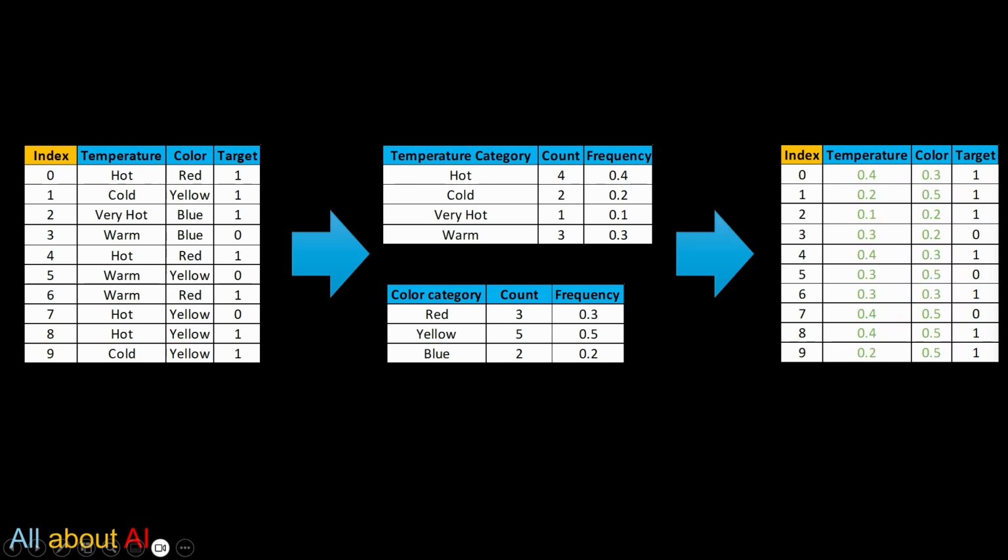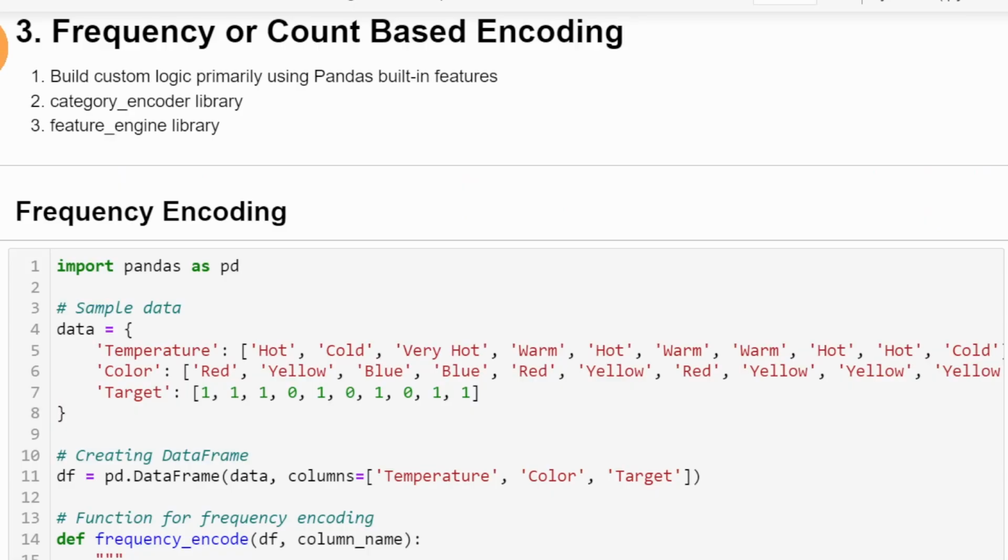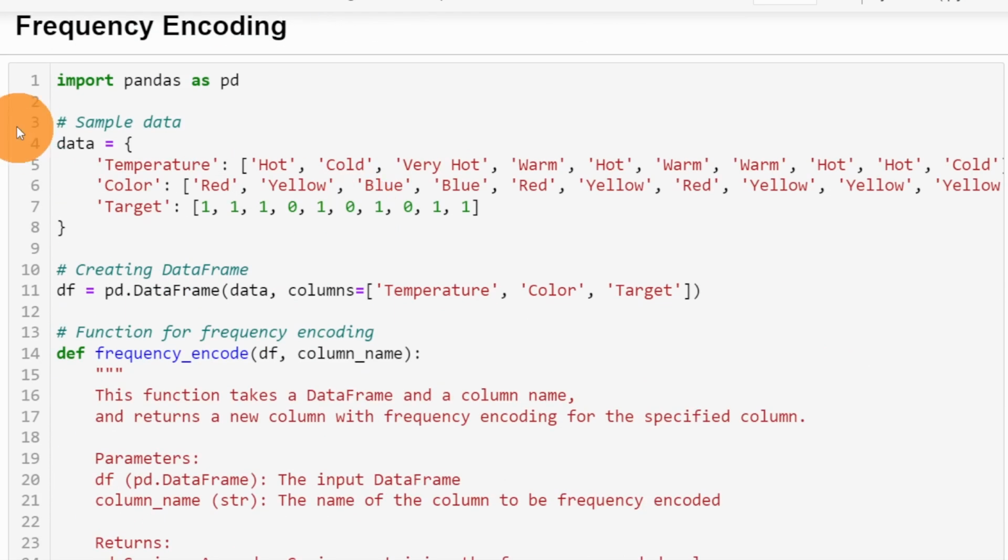Now let's take a look at code. Frequency or count based encoding. Here we will be using either Pandas built-in features, or the category encoder library or the feature engine library. Let's look at frequency encoding. Here I'll be using Pandas to build a function, and then we'll encode the features. So, same dataset with temperature, color, and target. We load it into a Pandas data frame.